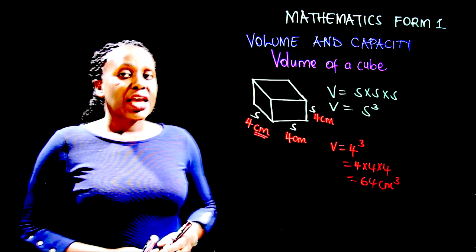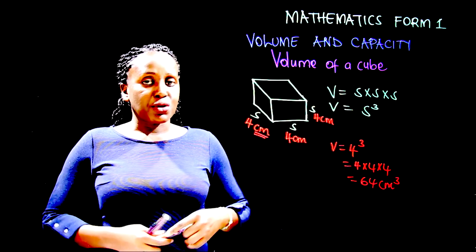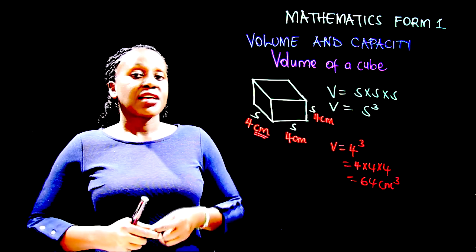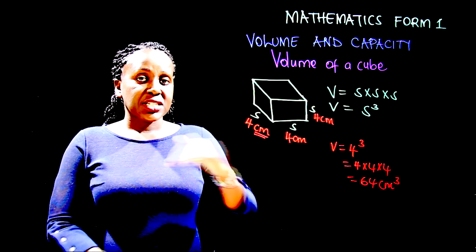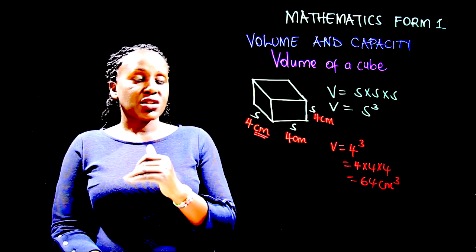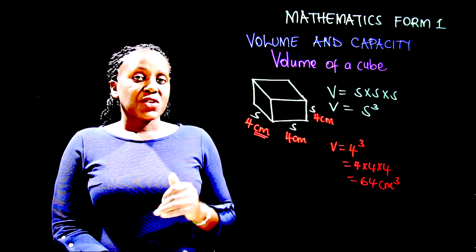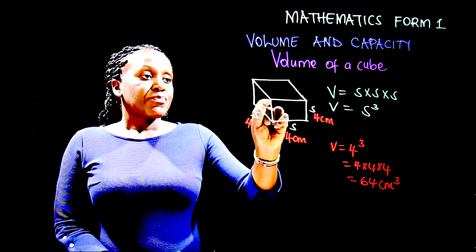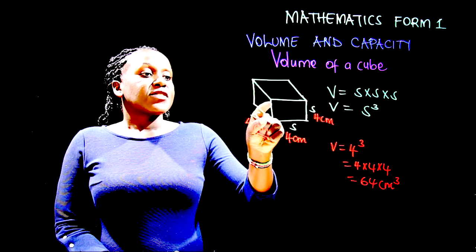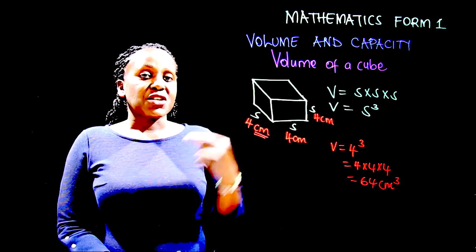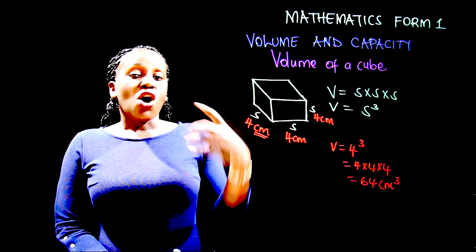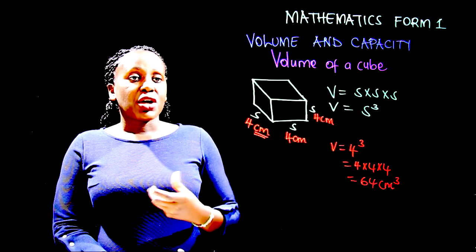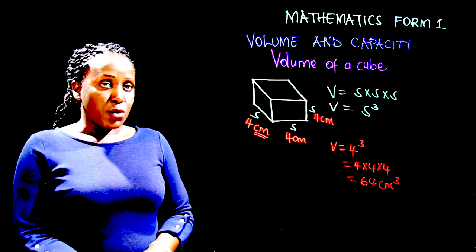So a cube is very similar to a cuboid. The only difference is that a cuboid has faces that are made up of rectangles, but a cube has faces that are made up of squares. And since we know that the sides of a square are equal, then all the sides of the cube will also be equal.